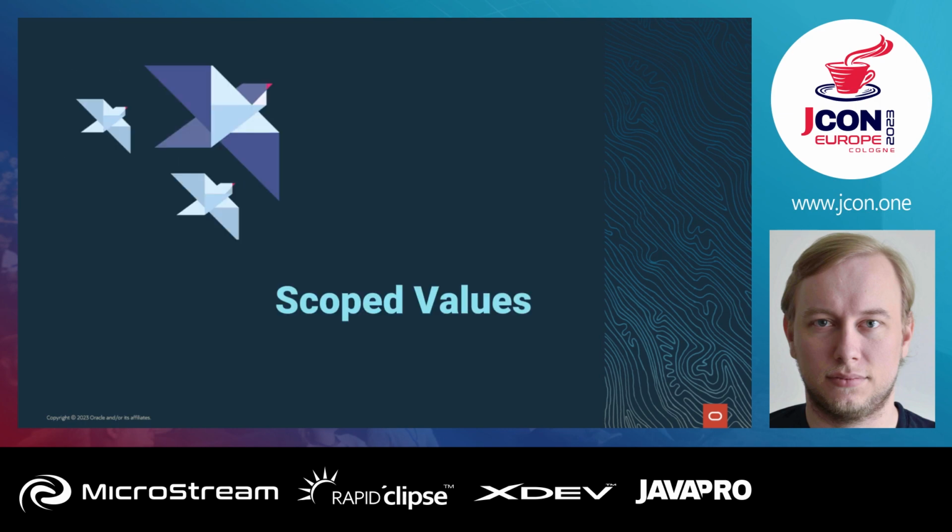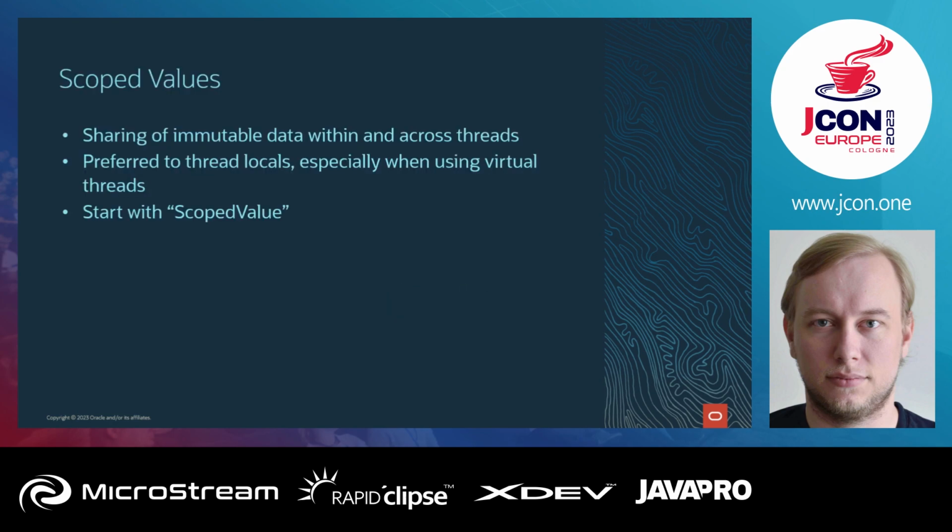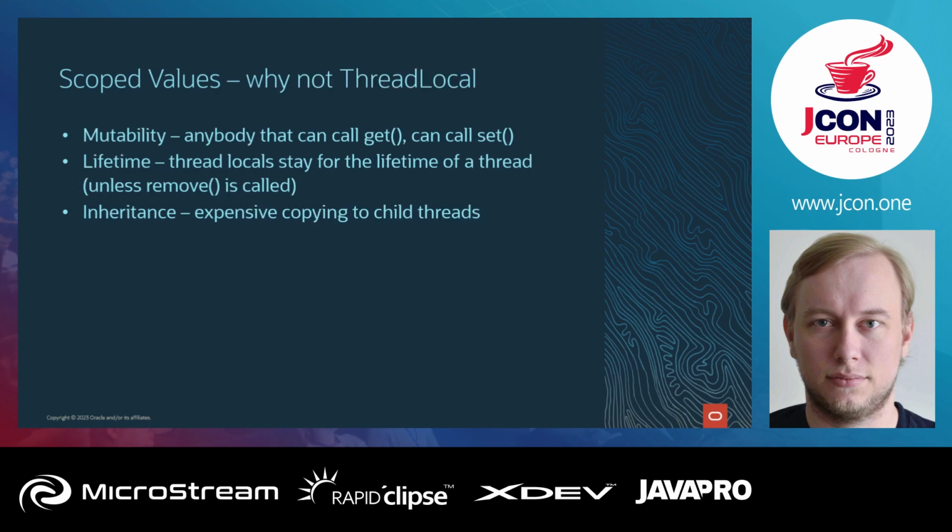Then there are scoped values. Scoped values are meant to be a replacement for thread locals. And the reason for that is that the thread locals have several disadvantages or design flaws, let's say. Let's take a look at those, because I have those listed here as well. These are the reasons why to not use thread locals, or at least think about using the scoped values.